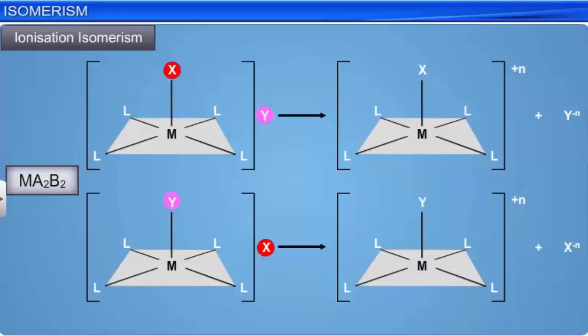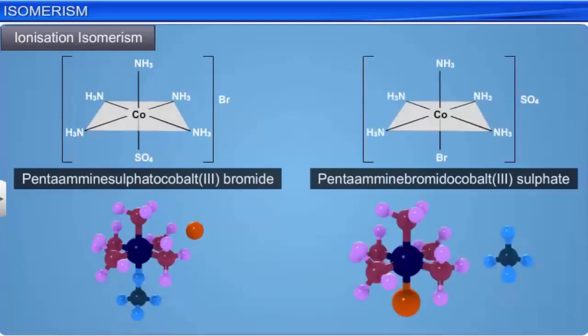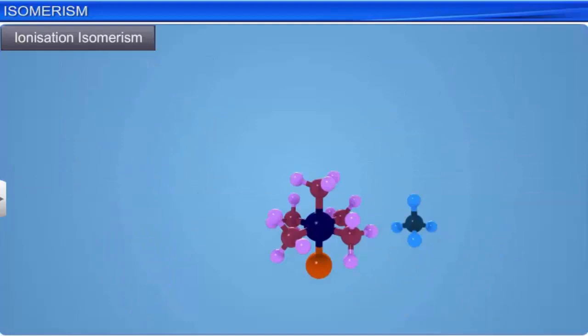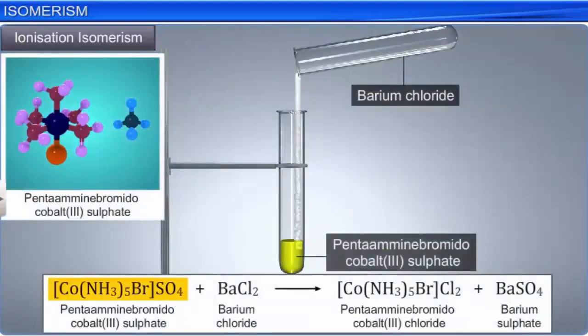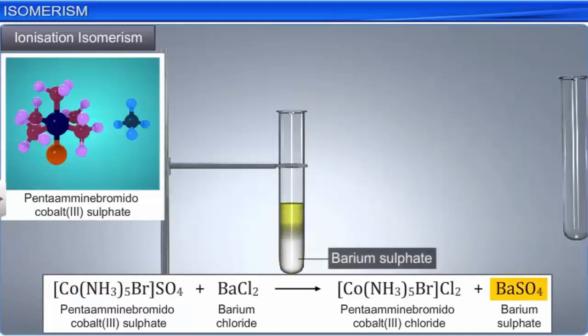Pentaamminesulfatocobalt(III) bromide and pentaamminebromidocobalt(III) sulfate are two ionization isomers. The first isomer gives a white precipitate of barium sulfate with barium chloride solution, thus confirming the presence of free sulfate ions. By contrast, the other isomer does not give a positive sulfate test.